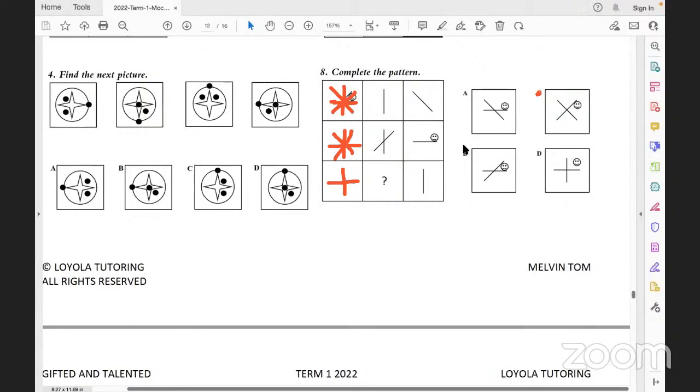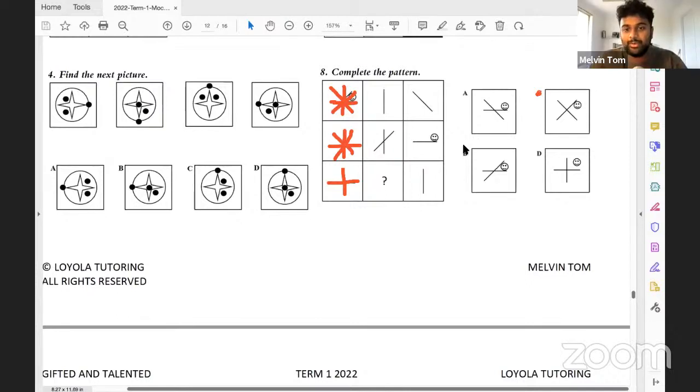I can't. That's a very philosophical question. Why is there a smiley face? I don't know. What is the meaning of life? I don't know.